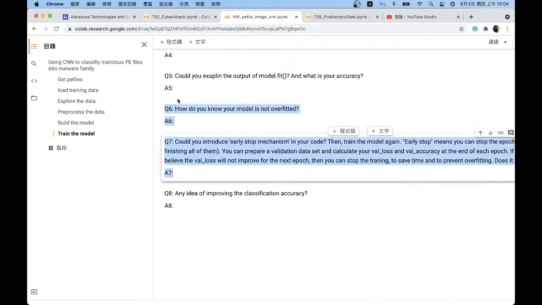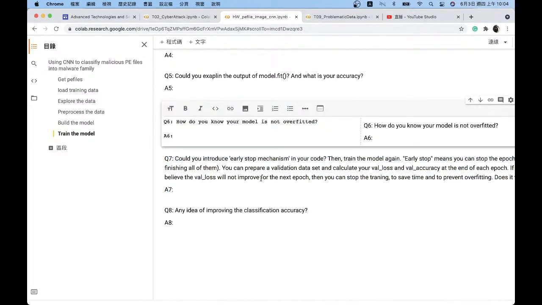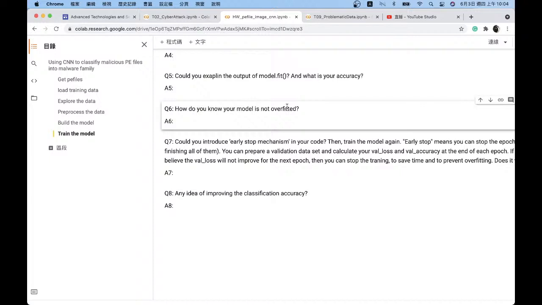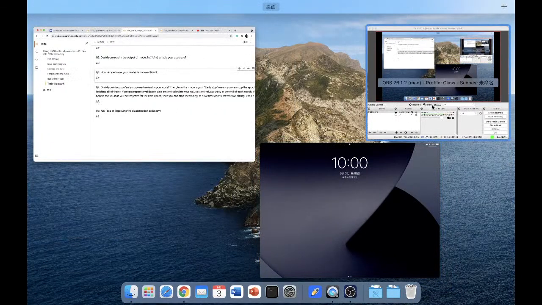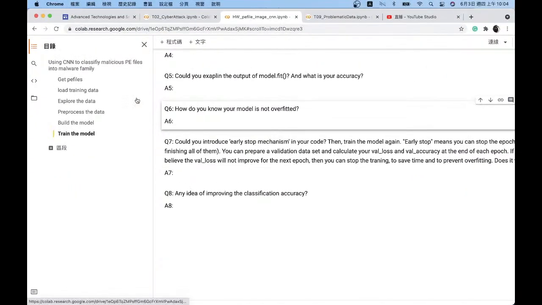And I hope your model will not overfit, but we will talk about this using another slide. We stop right here. It is 10:04, so we take a break. Please come back at 15 after 10. We will discuss some problems about overfitting. So that's it.